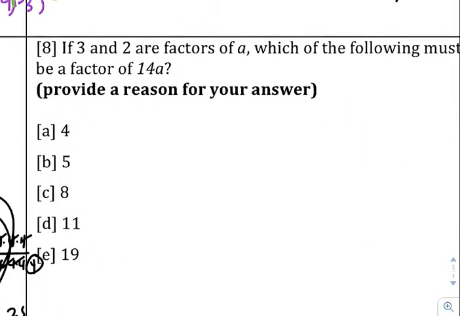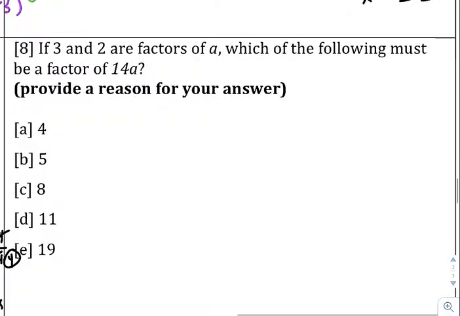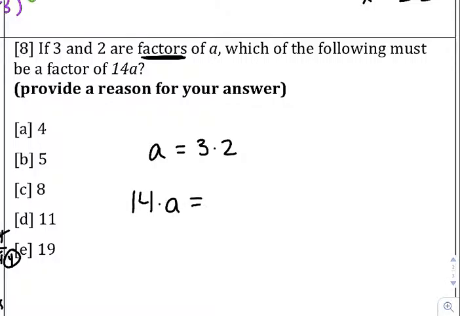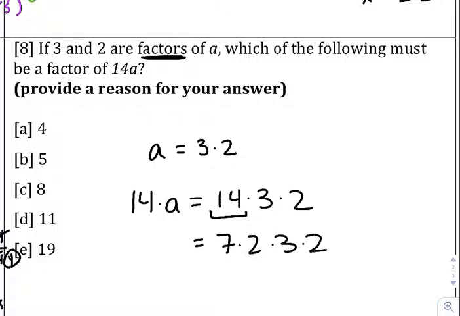All right, so if 3 and 2 are factors of A, which of the following must be a factor of 14A? So we have to understand what the term factor means here. If A has factors of 3 and 2, what that means is that A is literally equal to 3 times 2. Factors are numbers that multiply back to give you your number. And so if I look at 14 times A, that's the same thing as saying I have 14 times 3 times 2. In fact, I could take it one step farther and say this is really 7 times 2 times 3 times 2.